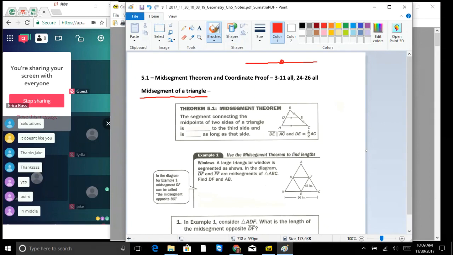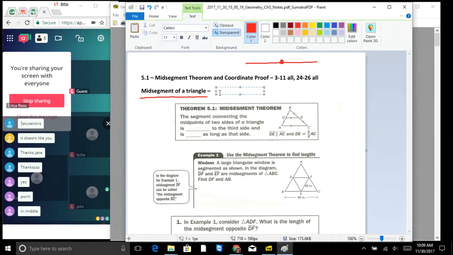Okay, we're going to talk about the mid-segment of a triangle. The mid-segment of a triangle is a segment that connects the midpoints of two sides of the triangle. And I will fix this so you can actually read it. Ta-da! I forgot a letter in there. A segment that connects the midpoints of two sides of the triangle.